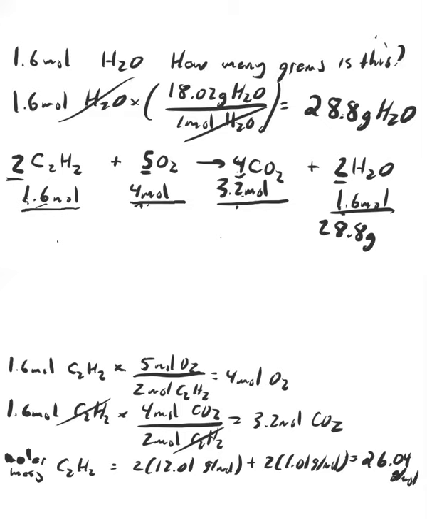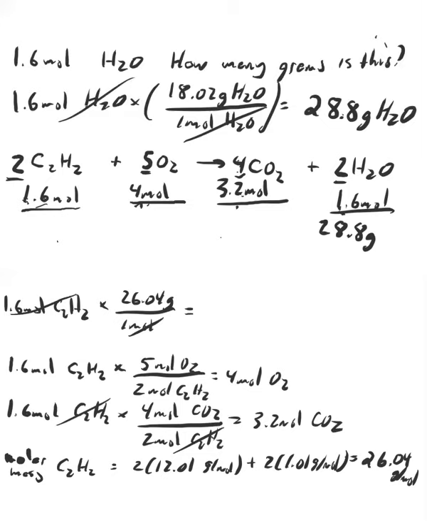Okay. So for acetylene, if you have 1.6 moles, multiply that by 26.04 grams per mole, right? Multiplying by the molar mass converts moles to grams. It's a very simple calculation.